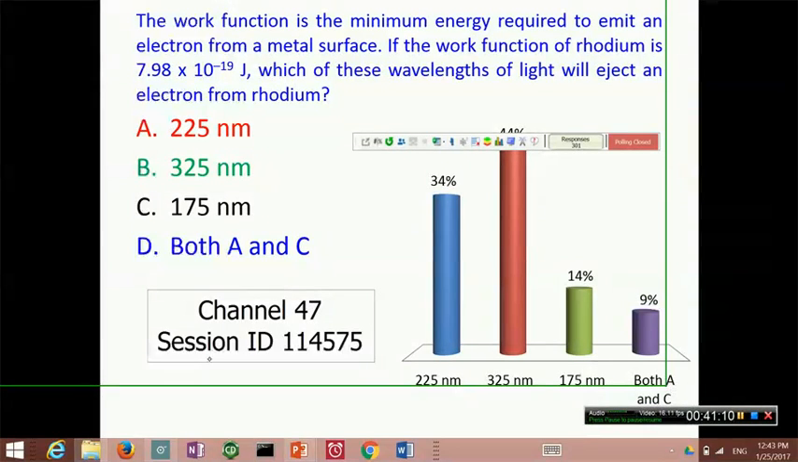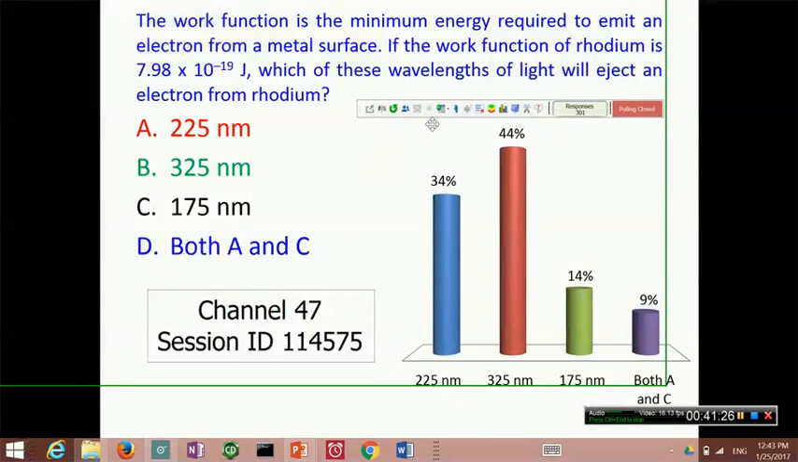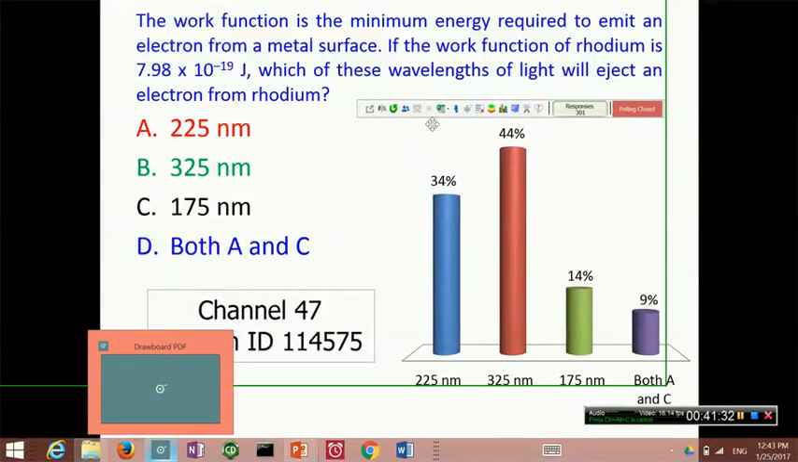All right, so we had about 44% select B, similar numbers selected A, and then C and D were the least popular answers, so let's see which one is correct. Okay, so we will exit out of here and go back to here.